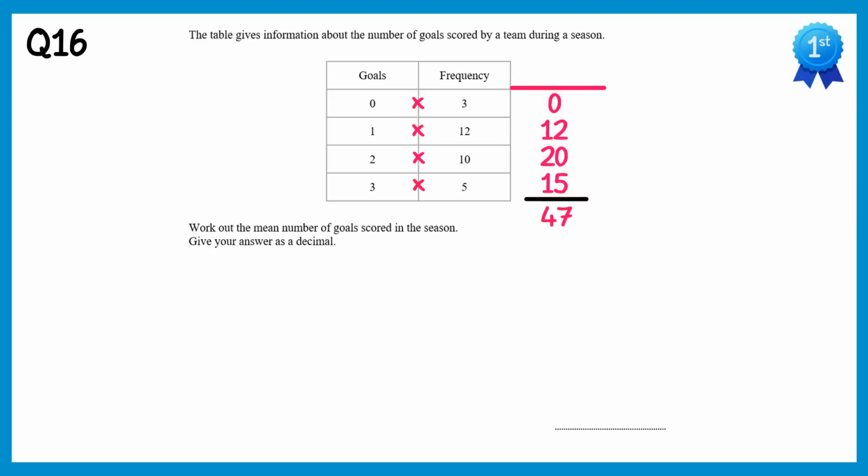Then we need to divide this by how many matches there were, which is the frequency column. If we add this column, we get 30. So we do 47 divided by 30, which gets you 1.57. I've rounded this one to 2 decimal places.